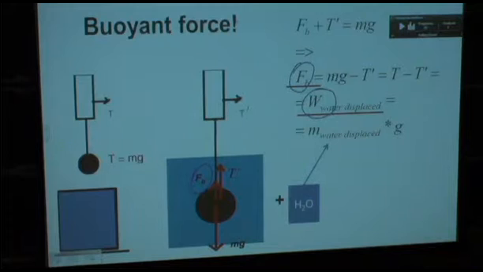Well, first of all, if it's a new force, we have to give it a name. And that's the name. We call it the buoyant force. A force acting from a medium on an object is called a buoyant force. That's the name. Second, how do we calculate it? Well, this is how. The buoyant force is equal to the weight of that water it displaces.